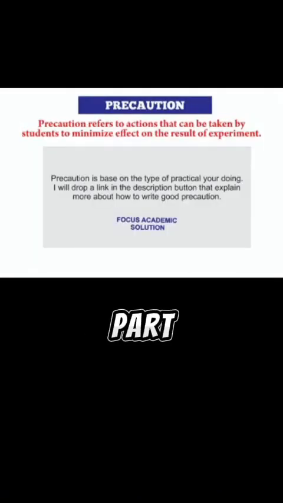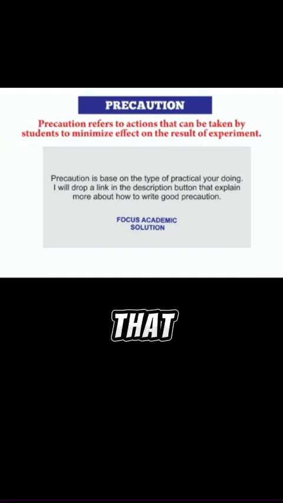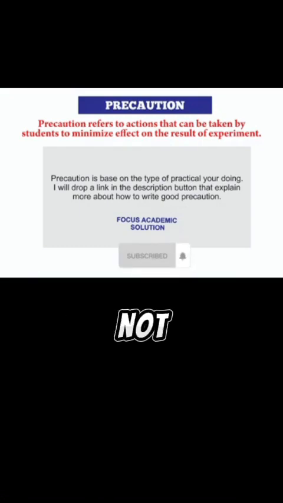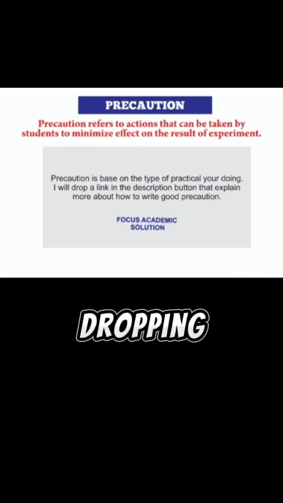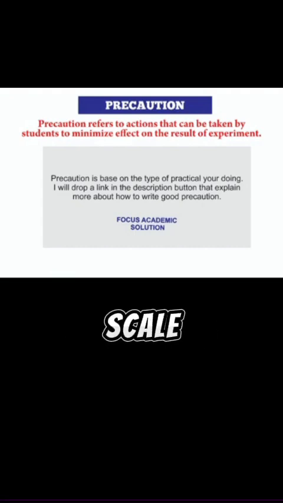All right, this last part is one that matters a lot to students: writing out their precaution. Let me ask you what the precaution is. Precaution refers to actions that can be taken by students to minimize the effect on the result of the experiment. So not to waste time on precaution, I have a video I've uploaded already on how to write precaution for a graph. I'll be dropping the link of this video in the description, so you can click the description to know how to pick the right precaution and how to write it.